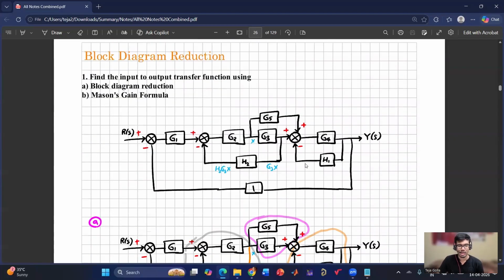So here I have given one block diagram. The question is to reduce it using block diagram reduction and then Mason's gain formula. If a block diagram is given, it is not always easiest to solve using block diagram reduction. Say if there are so many crisscross connections, then using block diagram reduction itself may not be so easy and straightforward to simplify the block diagram. But in some cases, it may be easy.